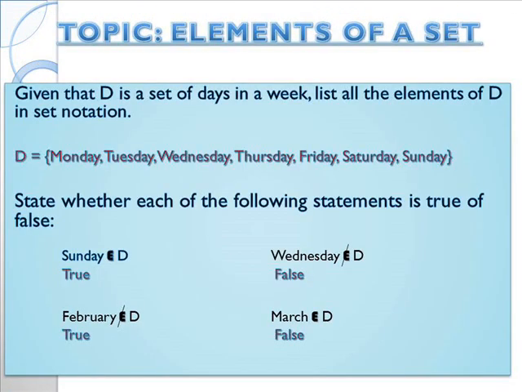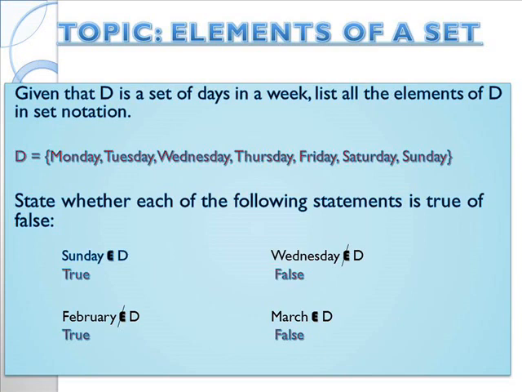Let us discuss some more about elements of a set. Given that D is a set of days in a week, list all the elements of D in set notation. Well, as D is the set of the days in a week, we will simply write the names of the days separated by commas within the curly brackets. That is, D is equal to Monday, Tuesday, Wednesday, Thursday, Friday, Saturday, Sunday.